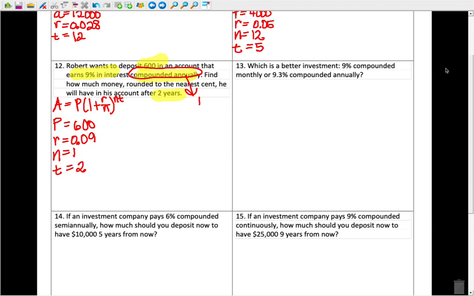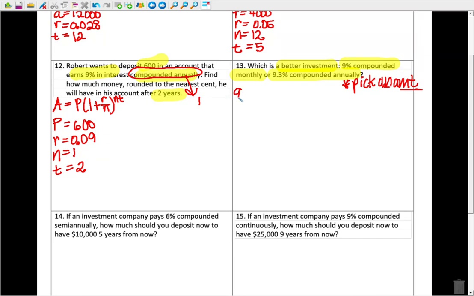This time we are asked to find which is a better investment: 9% compounded monthly or 9.3% compounded annually. All right, so for this, let me just go ahead and tell you. To see which one's a better value, you just need to pick an amount that you want to invest and then compare the two. So I want to pick 1,000. It's a really easy number to work with. So write this down. Just pick an amount, but you need to pick the same amount for both of them so you can compare. I'm picking 1,000.